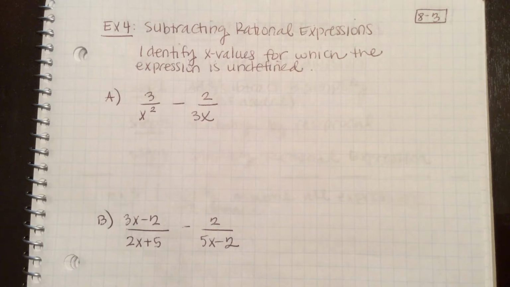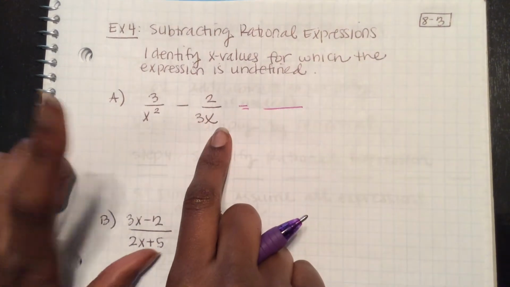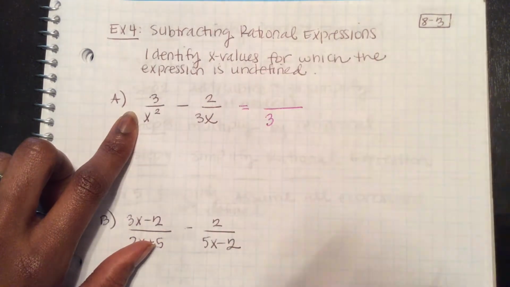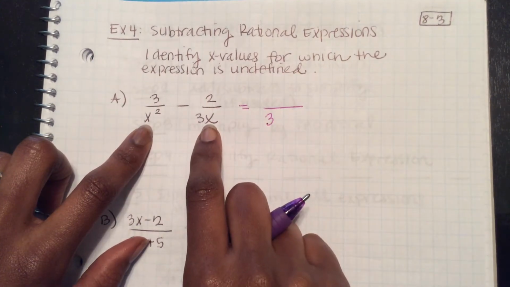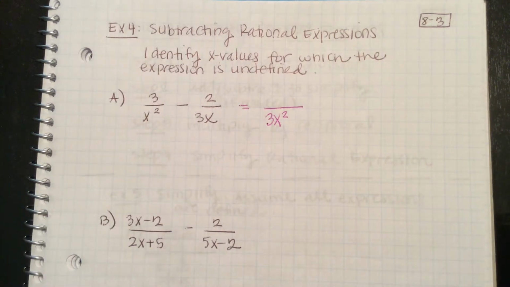So here we are subtracting rational expressions with uncommon denominators, and we want to identify x values for which the expression is undefined. Remember, subtracting is exactly the same. We need a common denominator, however, we have to make sure we distribute the negative in between our rational expressions. So what would be my least common multiple of 3x and x squared? Well, 3 and 1 would have a common multiple of 3, and for x squared and x, what's the highest power? X squared. So that is my least common multiple.